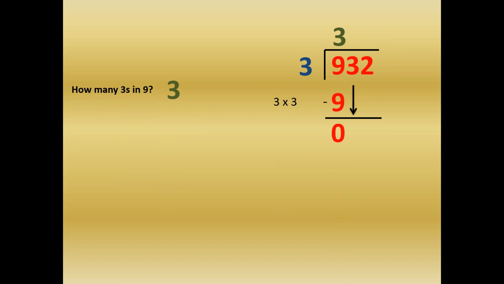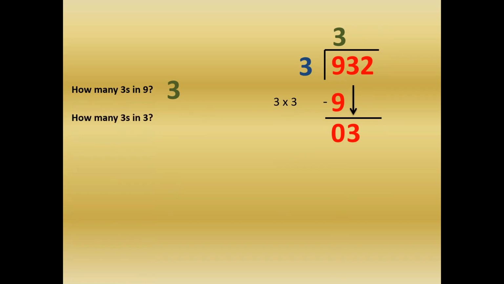All right, let's try one last one together. So we have 932 divided by 3. So how many 3s are in 9? There's 3 of them. So we put a 3 above the 9. Then we have to do 3 times 3, which is equal to 9. So we have to subtract the 2, which is 0. We have to take down our 3.